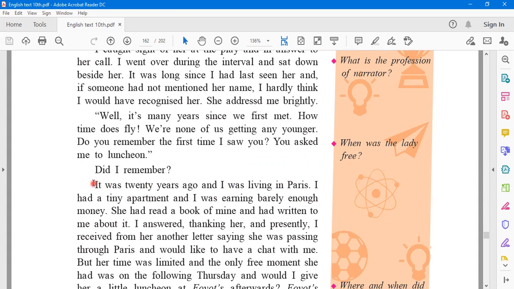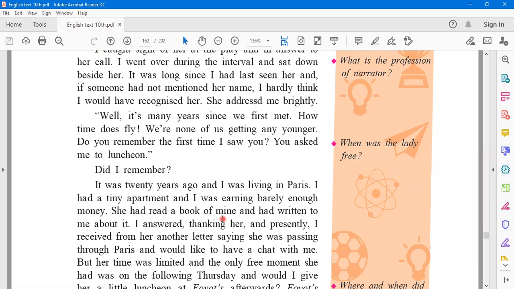Till almost the second last sentence of this particular chapter, the first paragraph is the present. Now, from this part starts a flashback. 20 years ago, the writer was living in Paris in a small apartment, and he was hardly earning, barely, hardly, just earning enough money in order to survive.